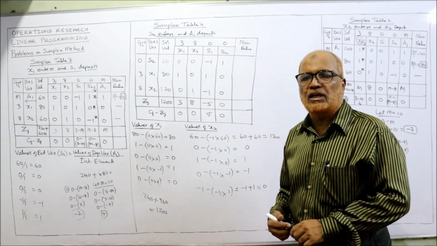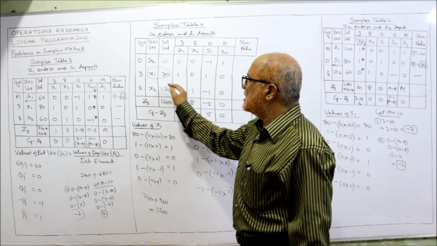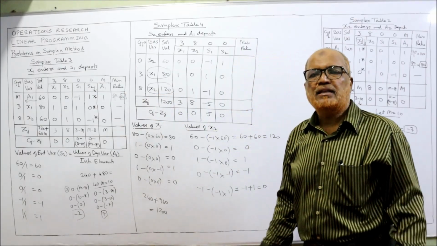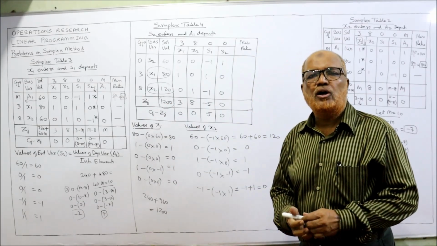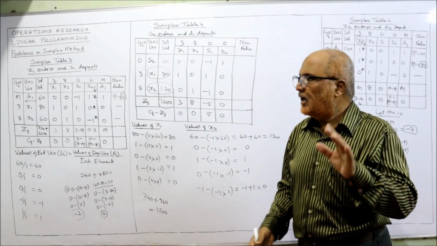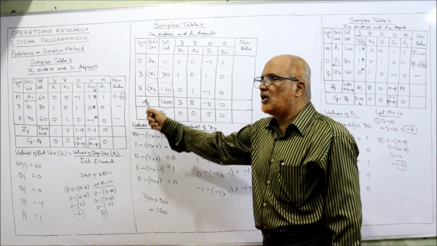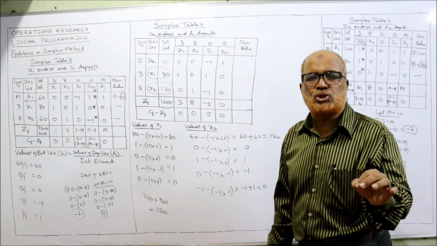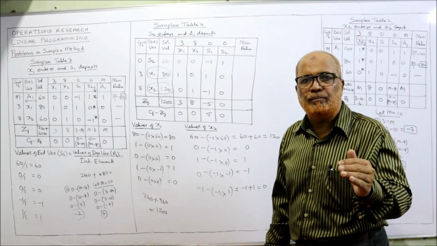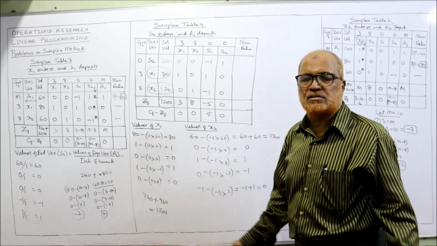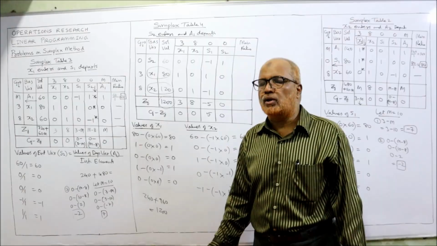The optimum solution is x1 is equal to 80, x2 is equal to 120, and the minimum z is 1200. Therefore, in order to minimize the cost, 80 kilograms of ingredient x1 and 120 kilograms of ingredient x2 should be used, so that the total cost will be minimum. The minimum cost is 1200 rupees. That's all. So this is the end of problem number 9.